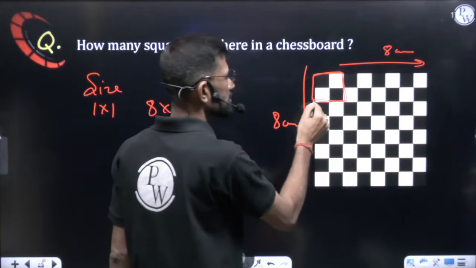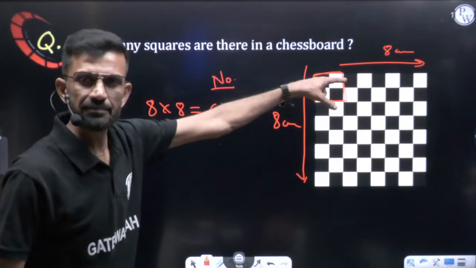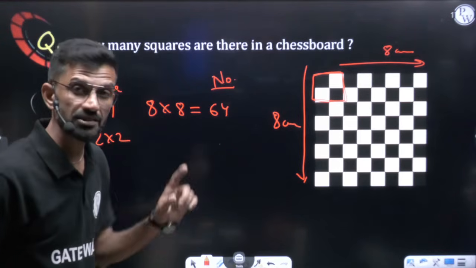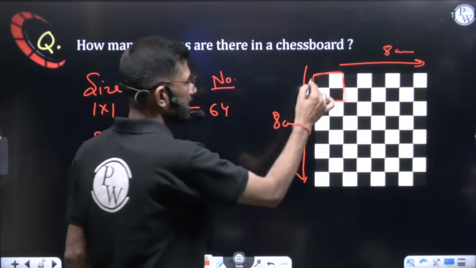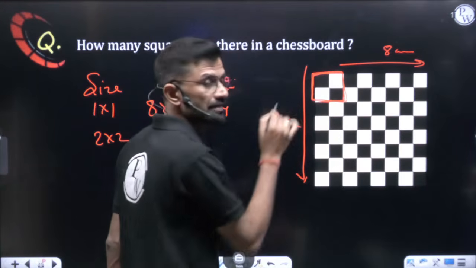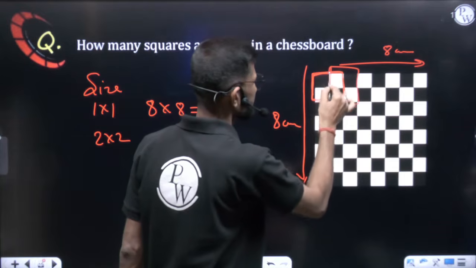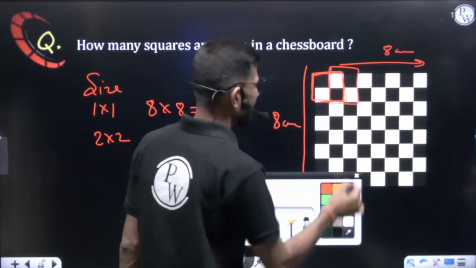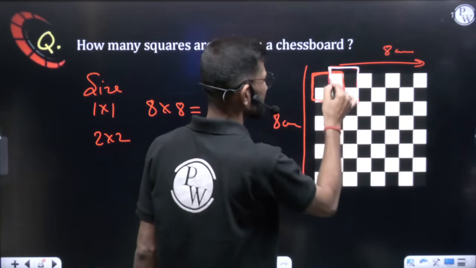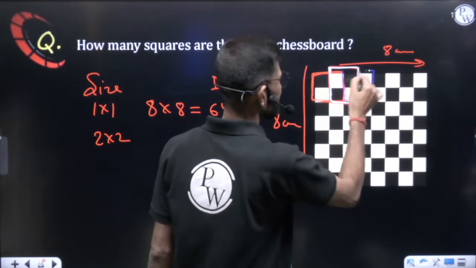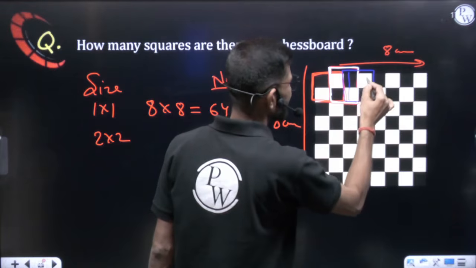What is the size of this square? 2 centimeter by 2 centimeter. So 2 by 2 size. How many we are getting? Just observe here on the screen. Already we got one here, one square here, 2 centimeter by 2 centimeter. Leave one. One more you will get like this. Am I right? One more you will get like this here. This is the square. Leave one. One more you will get here like this. Leave one. One more you will get here like this.